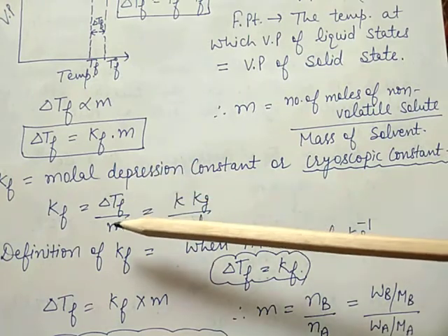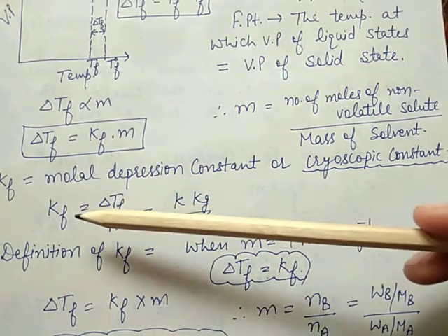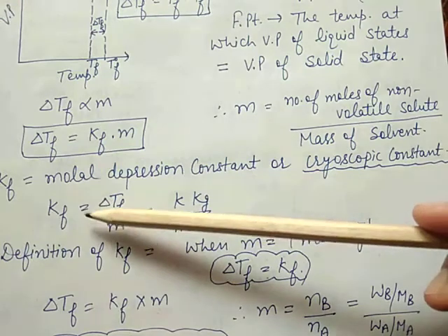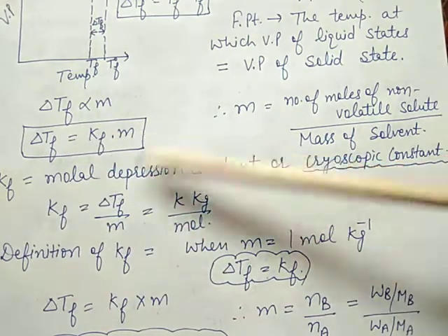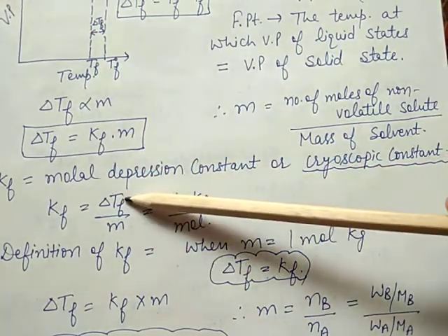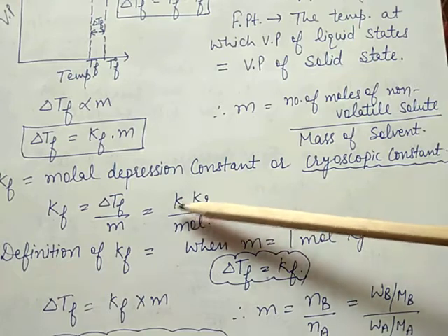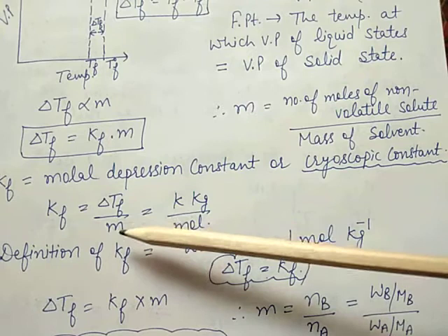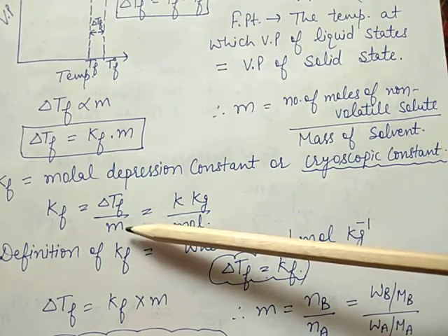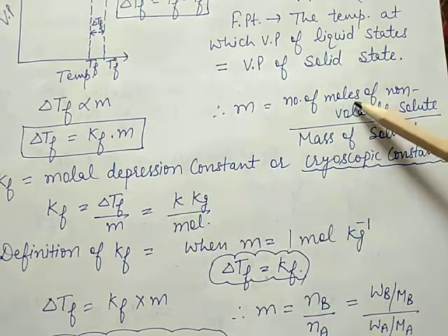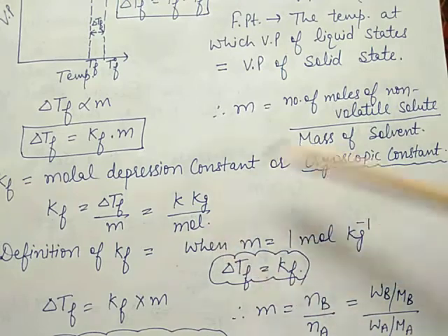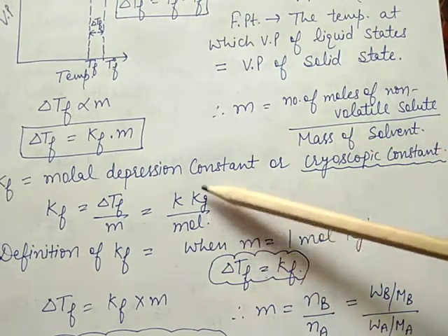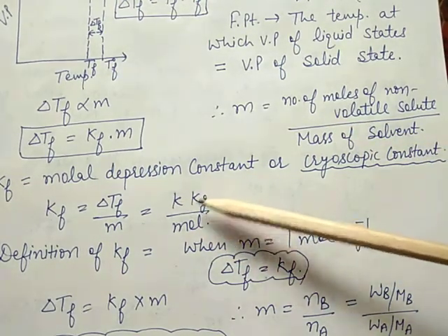How will you calculate the unit of Kf? Kf is equal to delta Tf divided by m. The unit of delta Tf is Kelvin, divided by m, the molality. Molality means number of moles divided by mass of solvent in kg, so the unit is K kg per mole.